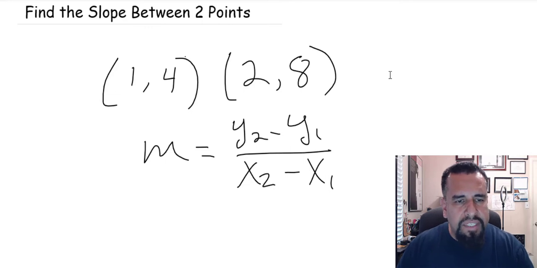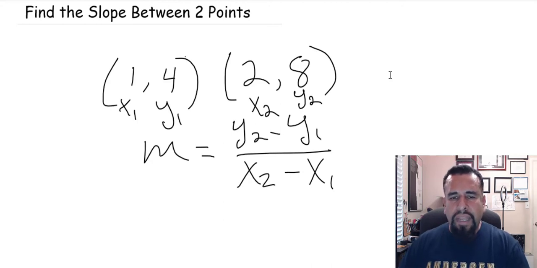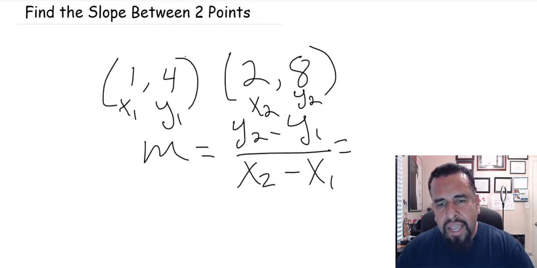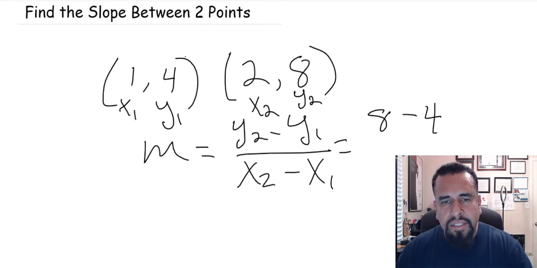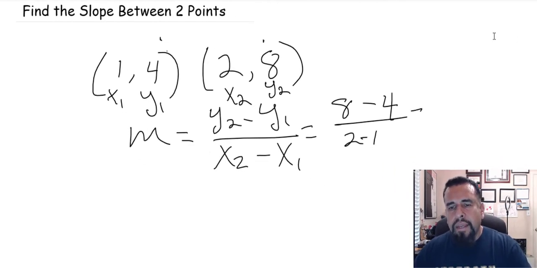All right. So let's label them. This will be my x1. This is my y1. This is my x2. This is my y2. So basically, I'm just going to plug them in here. That's all I'm going to do. Notice the 2 y's are subtracting each other, and the 2 x's subtract each other. So it's going to be 8 minus 4 over 2 minus 1. Written like this, 8 minus 4, that's this one here and this one here, and then 2 minus 1. Okay? So 8 minus 4 is 4. 2 minus 1 is 1.